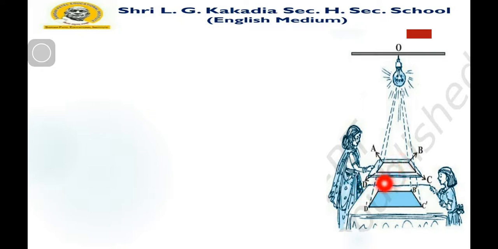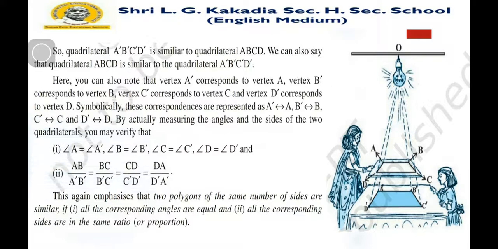Now let us consider that the lamp is at the center of this frame, so the beam from this frame falls on the surface, as you can see here. We want to find whether both figures are similar or not. Here you can see two quadrilaterals ABCD and A dash, B dash, C dash, D dash. So quadrilateral A dash B dash C dash D dash is similar to quadrilateral ABCD.